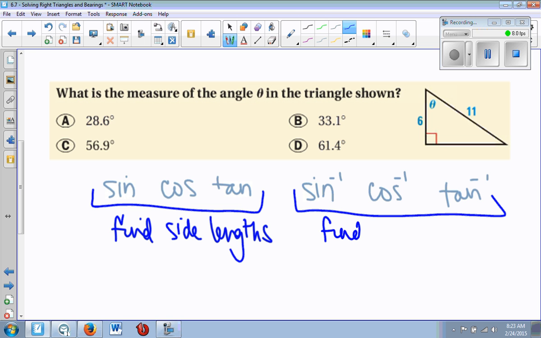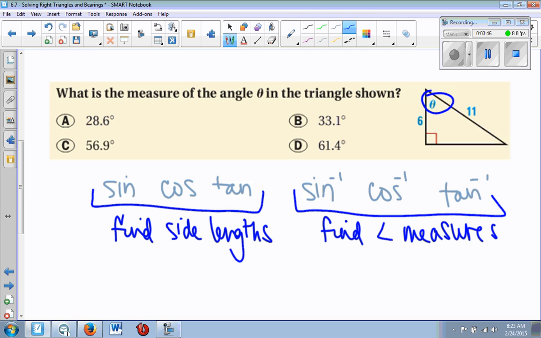Angle measures. Multiple choice problem. I know that I'm going to use one of the inverse ratios in order to figure out what the missing angle measure is. Now, same thing goes for secant, cosecant, and cotangent. You can use those to find side lengths. You can use cosecant inverse, secant inverse, and cotangent inverse to find angle measures, just like sine inverse, cosine inverse, and tangent inverse. So I'm going to circle my angle, looking for theta here.